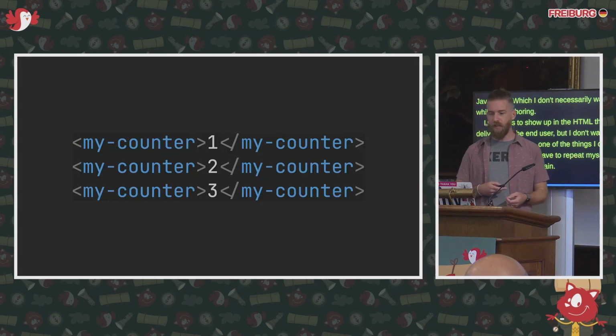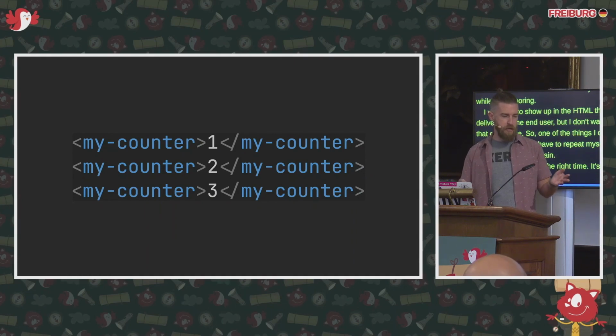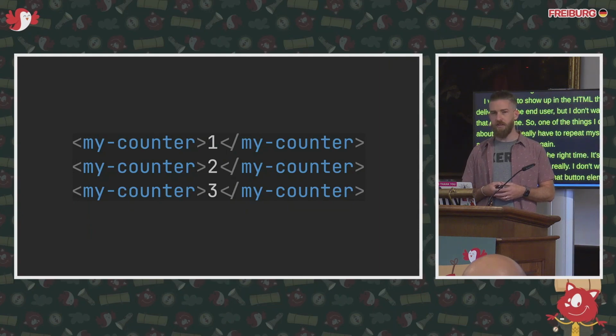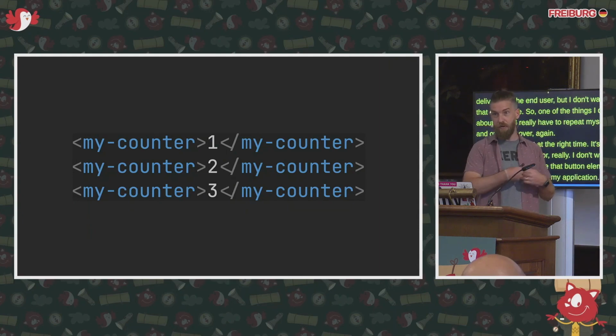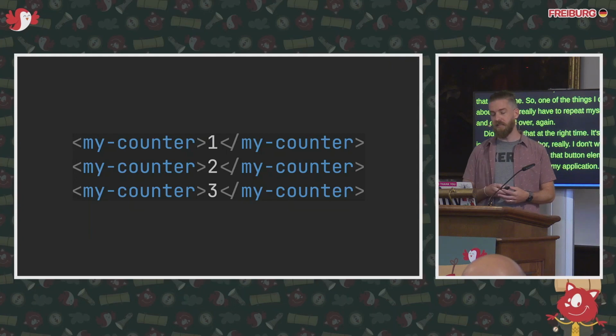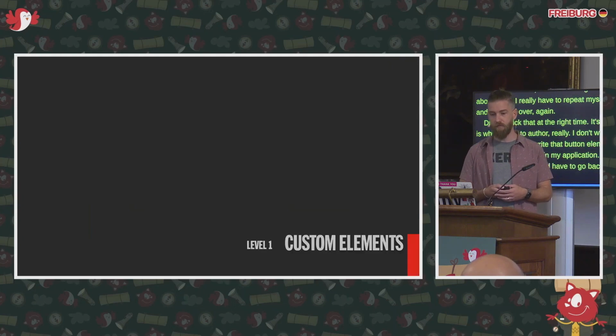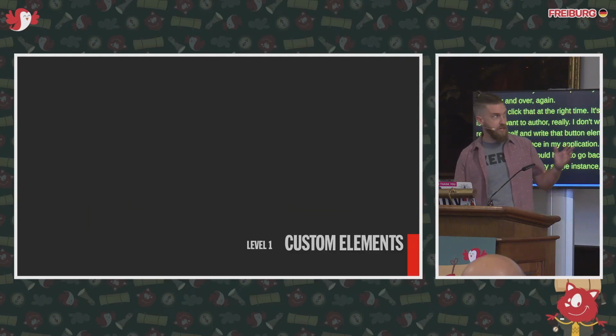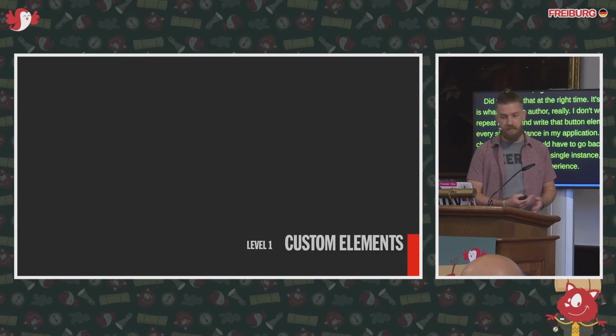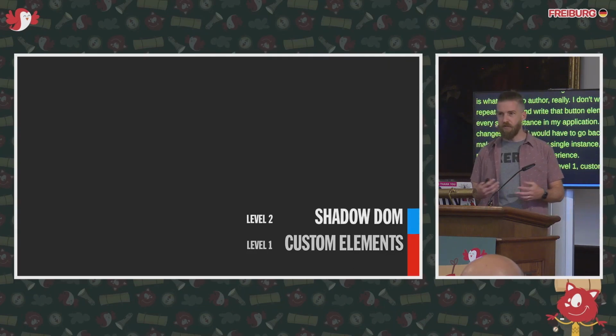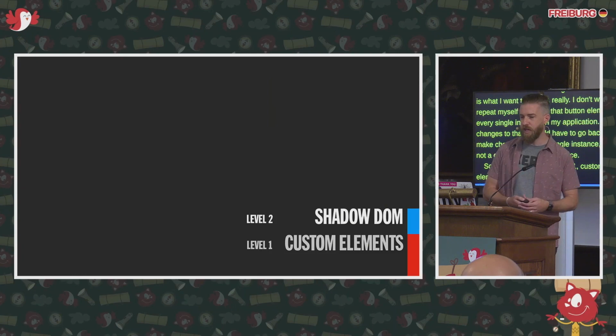It's fine. So this is what I want to author, really. I don't want to repeat myself and write that button element into every single instance in my application, because if I make changes to that, I would have to go back and make changes to every single instance, which is not a good authoring experience. So we'll graduate from level 1 custom elements to level 2 web components using Shadow DOM.